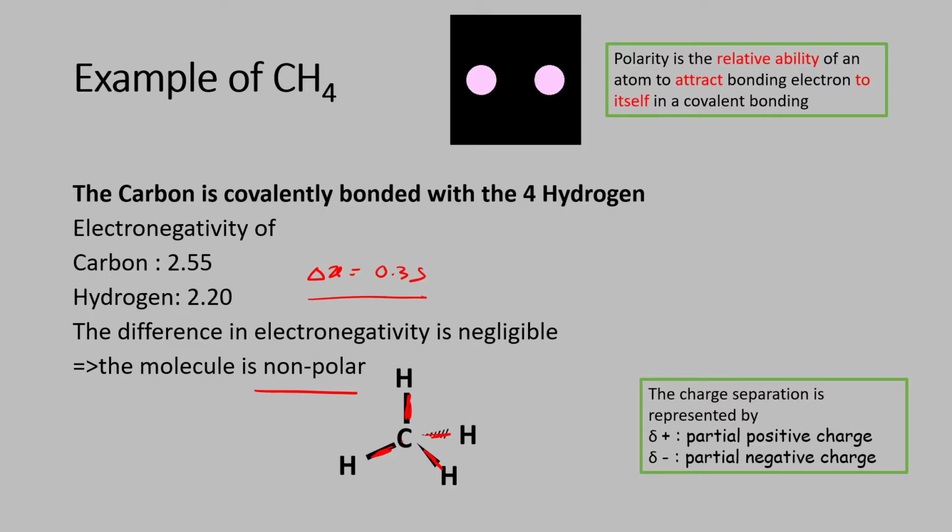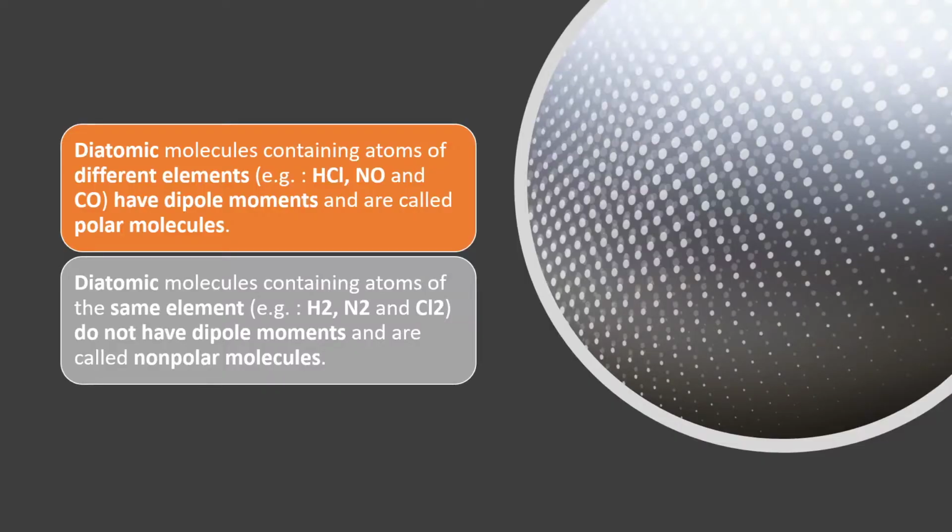Are you guys following the lesson? Yes. Okay, good. So, one general rule: diatomic means two atoms. If the atoms are different and they have a huge electronegativity difference, it will be polar. If the atoms are the same, even though it is electronegative, it will not be polar.